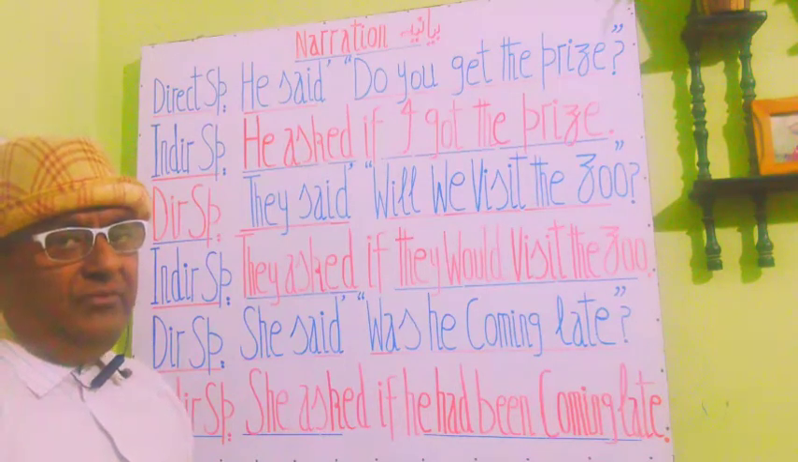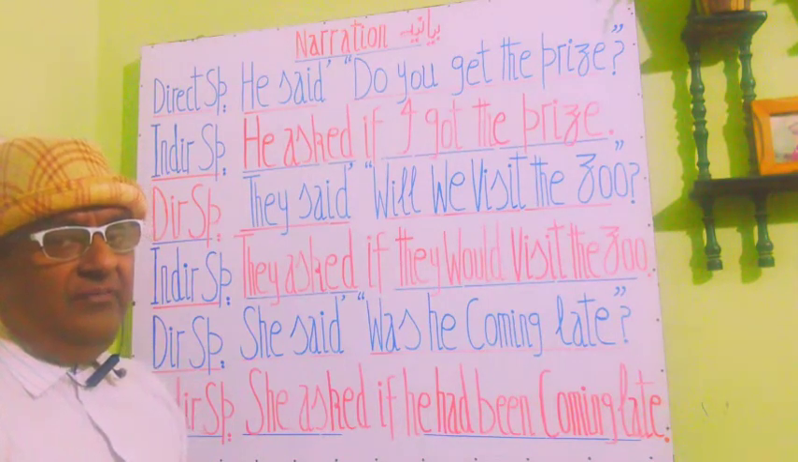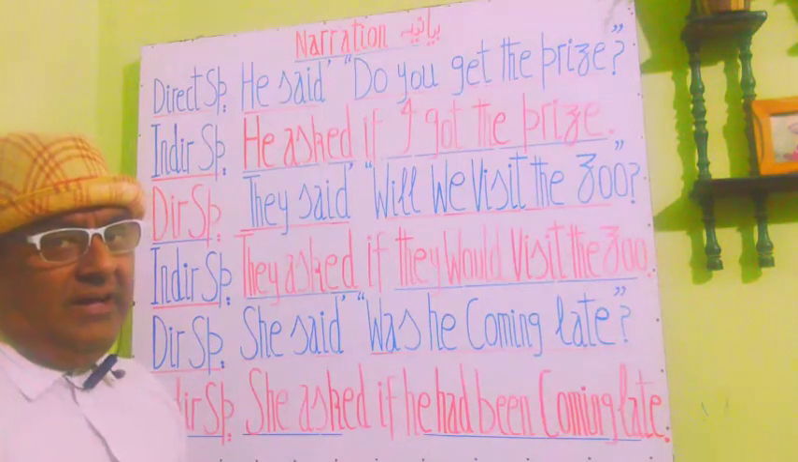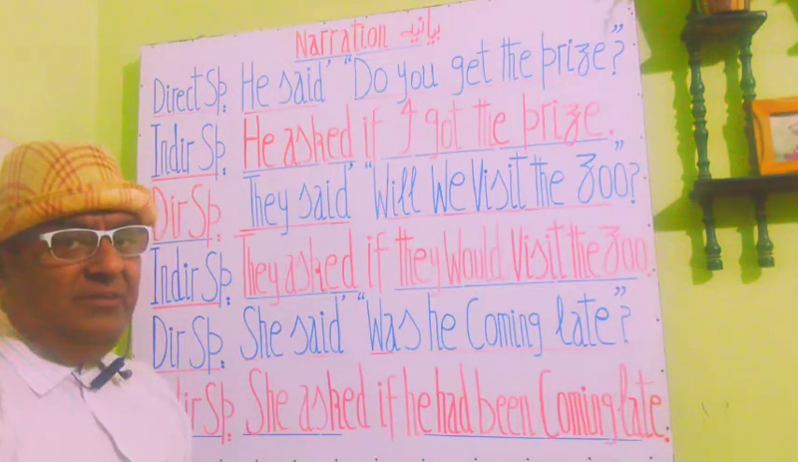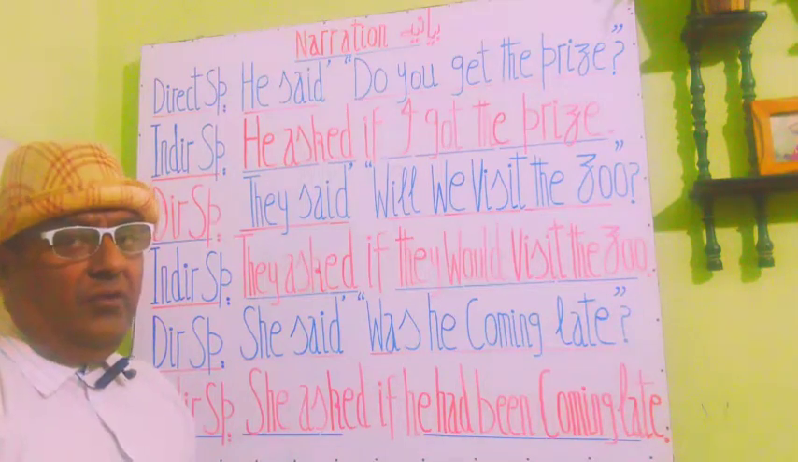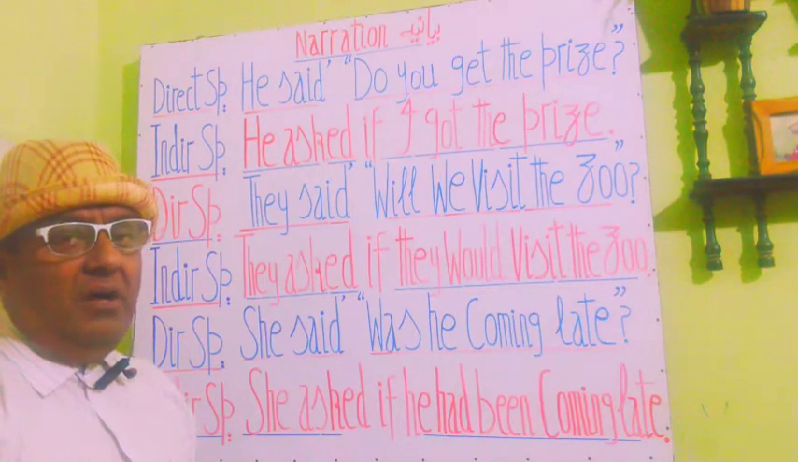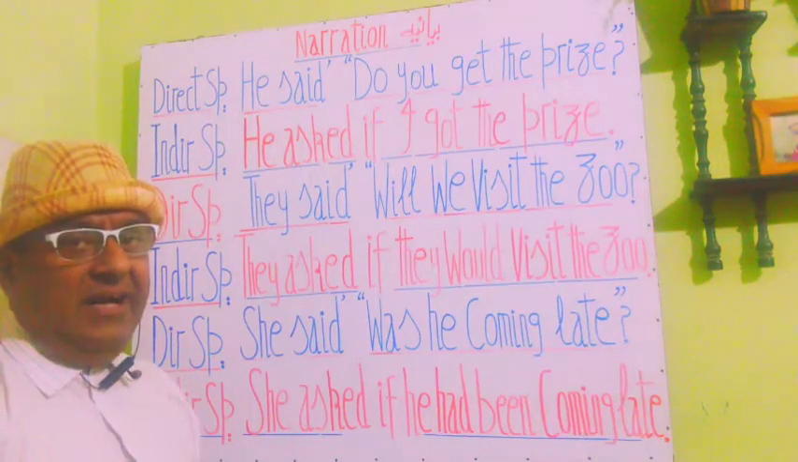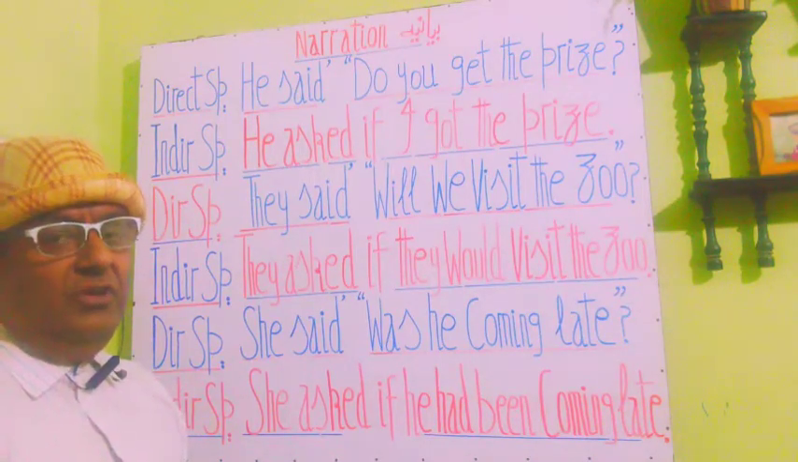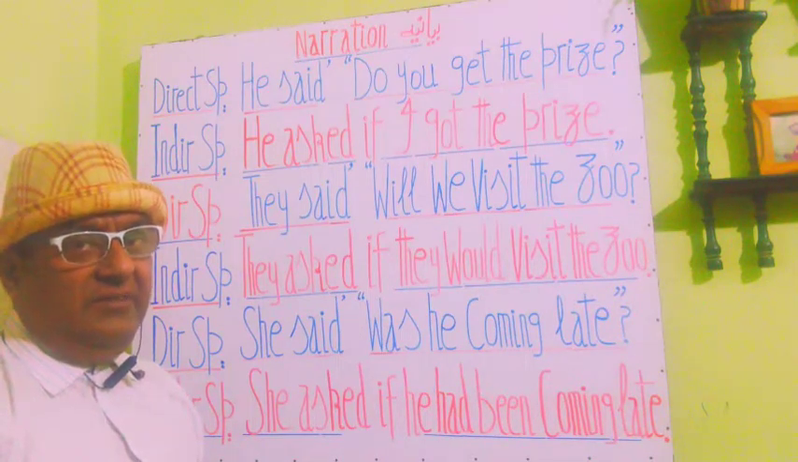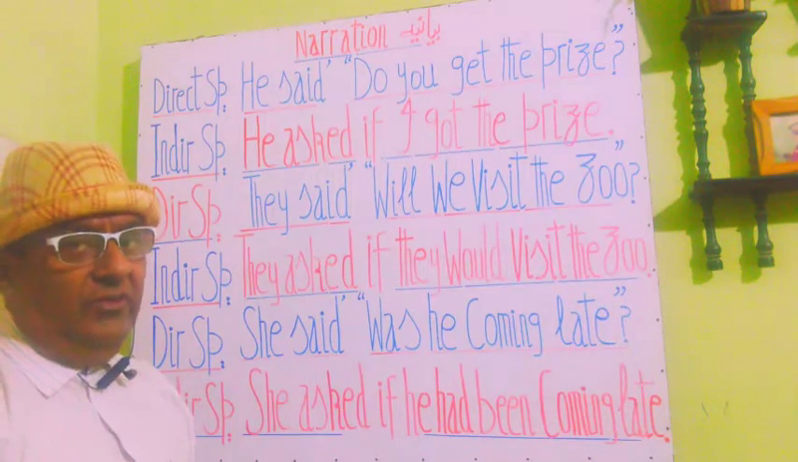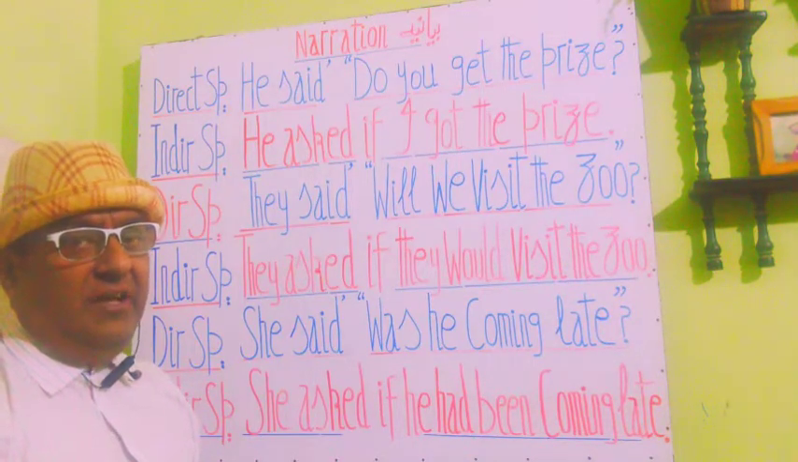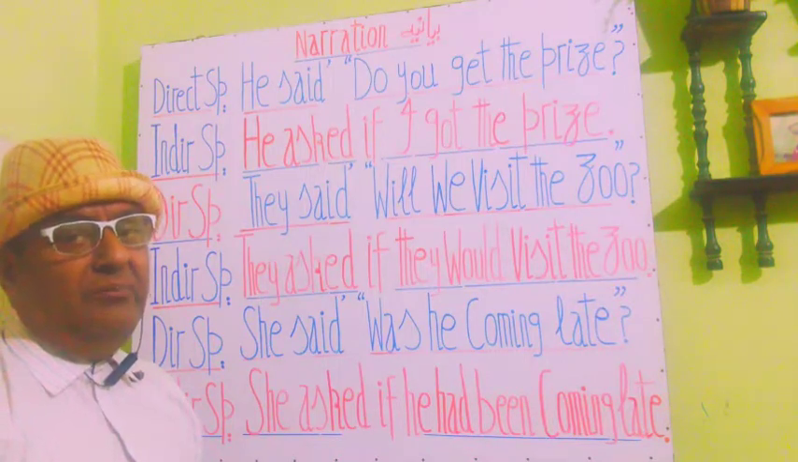The commas are removed and replaced by if. I got the prize. So we find here I is replaced, because we replaced you, the second person in the direct statement, with the outer object. So we write here I. So the new statement is, he asked if I got the prize.